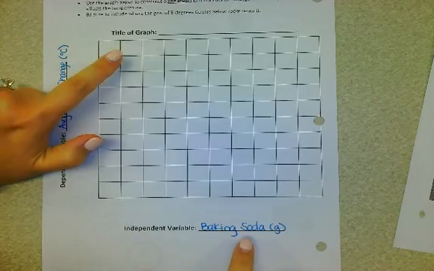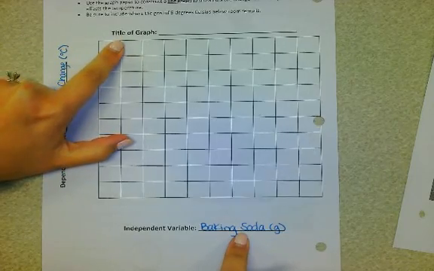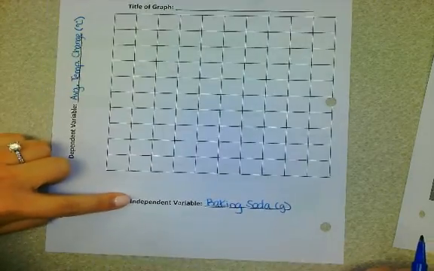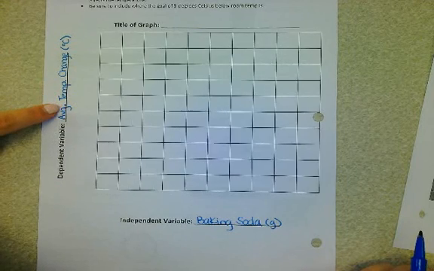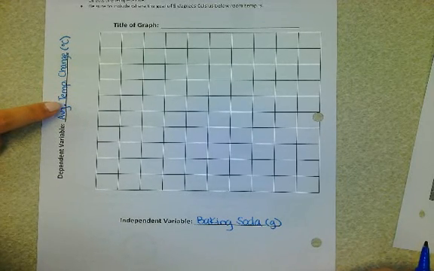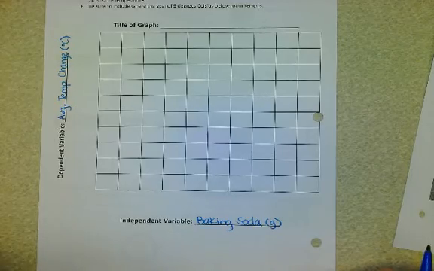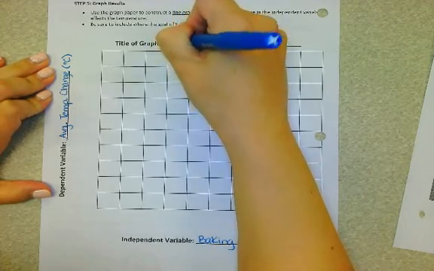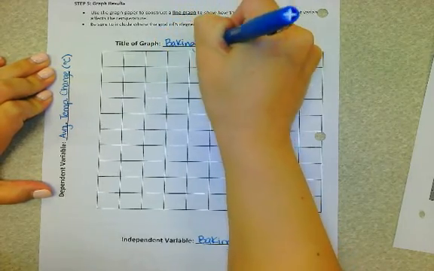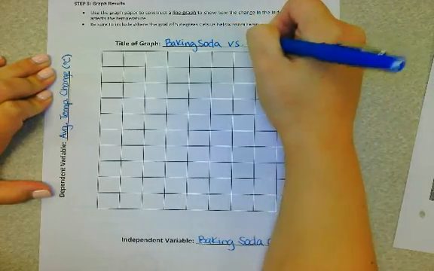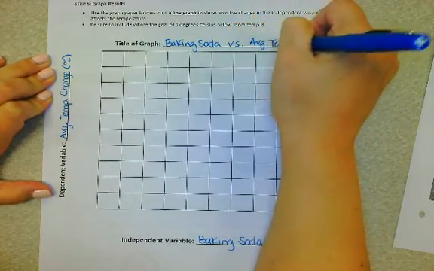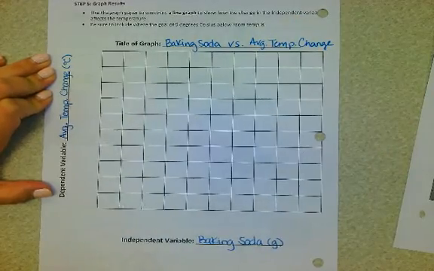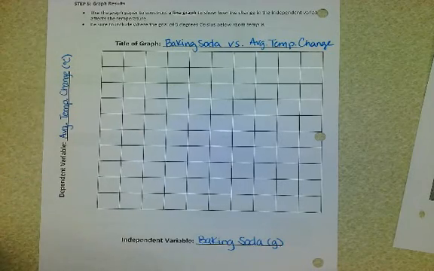Next thing we want to add is a title. So we have to add a title for our graph. Most graphs, typically their title is whatever the independent variable is versus their dependent variable. So in this case, our graph title is going to be baking soda versus average temperature change. That's quite a title. And that's it.